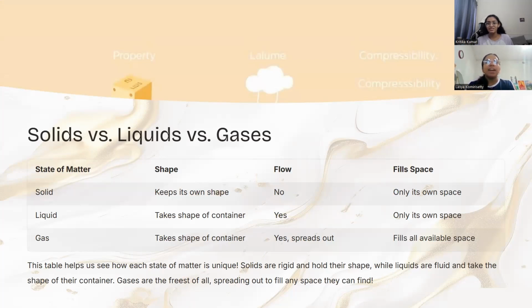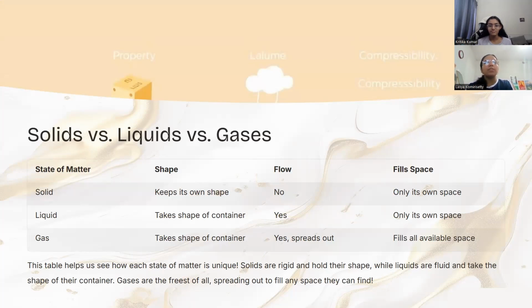Now let's talk about the differences between solids, liquids, and gases. Solids keep their own shape. Liquids take the shape of the container they're placed in. Gases, on the other hand, also take the shape of the container they're placed in, like liquids.